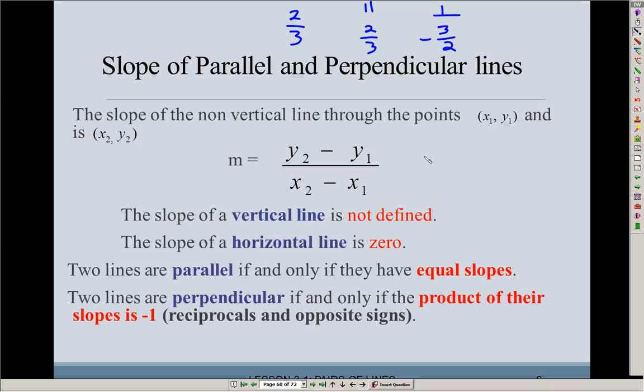Another example, if one line has a slope of 7, the parallel line has a slope of 7, and the perpendicular line has a slope of -1/7. You flip it and you change the sign. If one line has a slope of -3/4, the parallel line has a slope of -3/4, and the perpendicular line has a slope of +4/3. Flip it and change the sign.